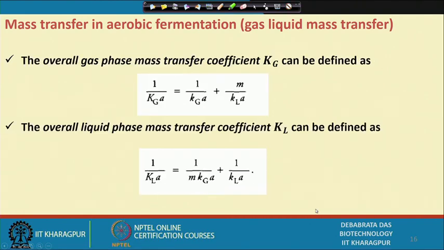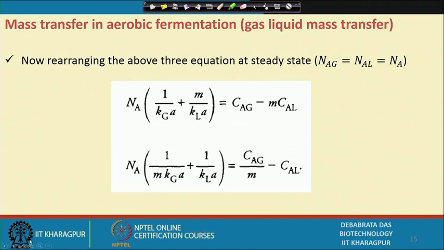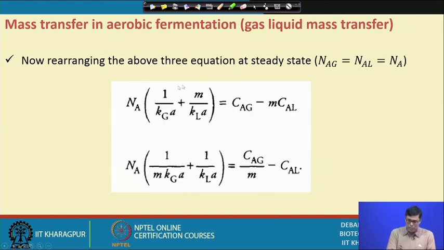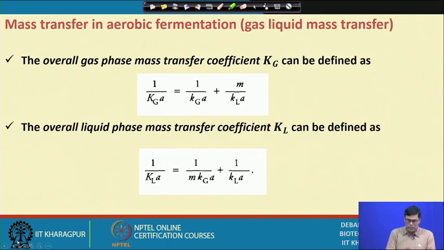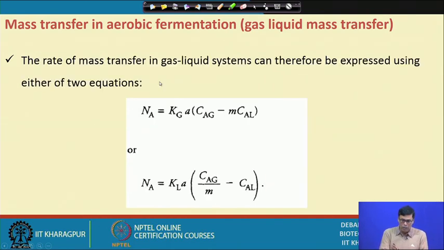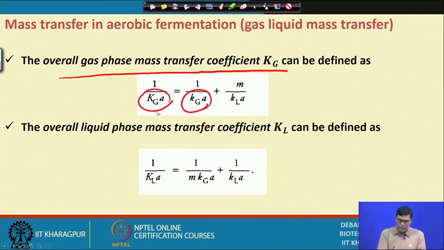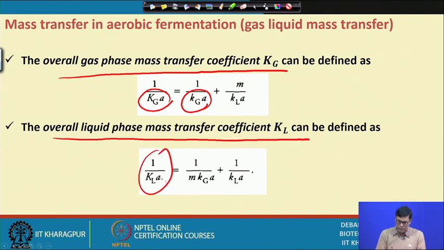Now, if you look at this equation, from this whole portion we can write 1 over the overall gas phase mass transfer coefficient, that is capital K_Ga, not small k_Ga; this is capital, this is overall. This will be equal to 1 by small k_Ga plus m by small k_La. Similarly, the overall liquid phase mass transfer coefficient can be expressed like this.